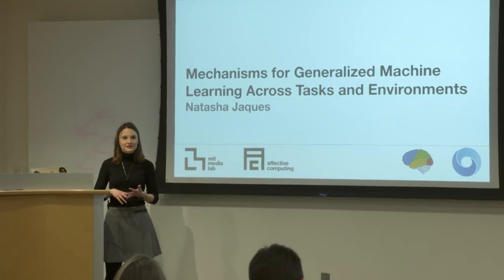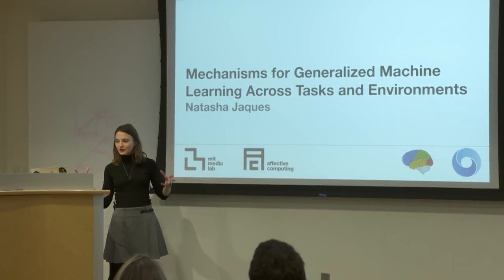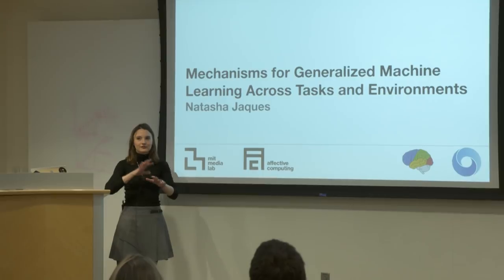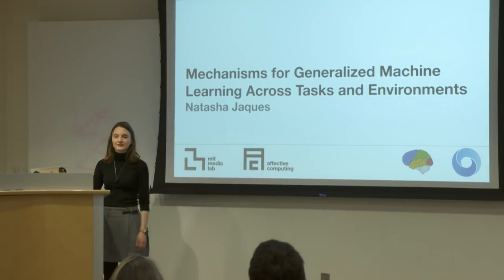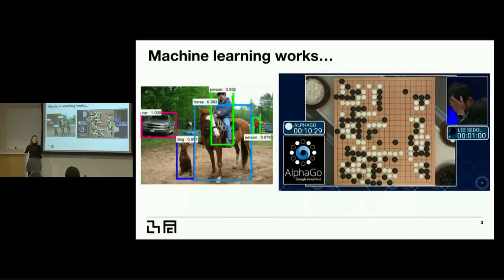So today I'm going to be talking about different mechanisms for generalized machine learning that works across different tasks and different environments. So what do I actually mean by that? Well, we all know machine learning works really, really well in certain domains. So we've seen a lot of exciting progress, for example, in image recognition. Everyone was pretty stoked about, for example, AlphaGo learning to play Go. So it works pretty well, but in pretty limited domains.